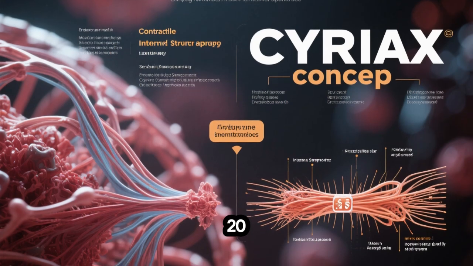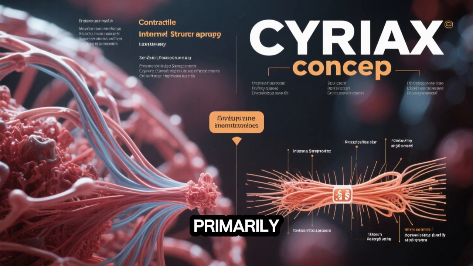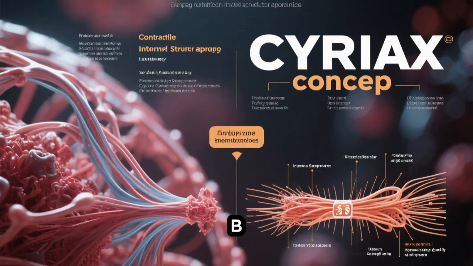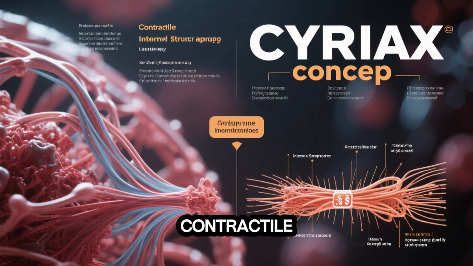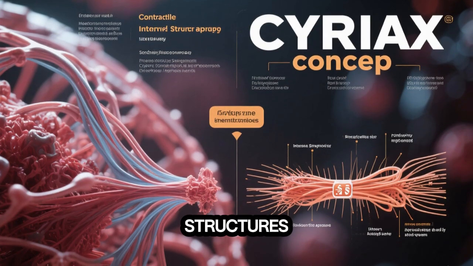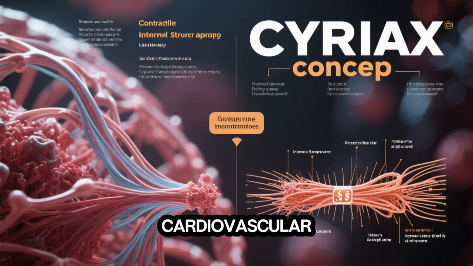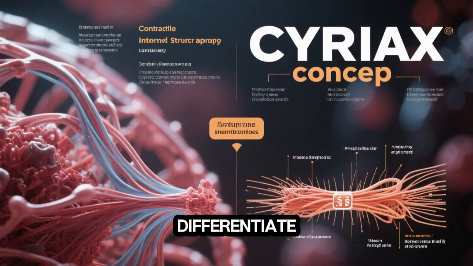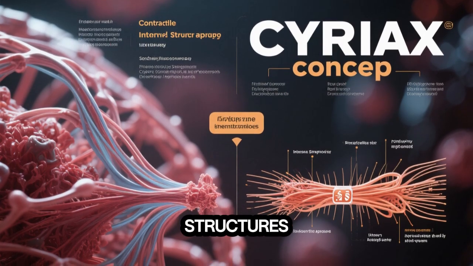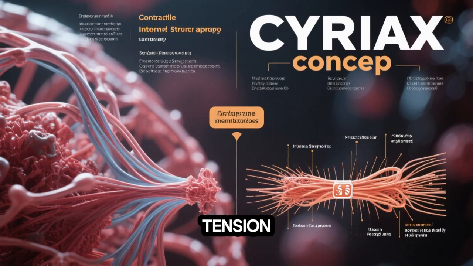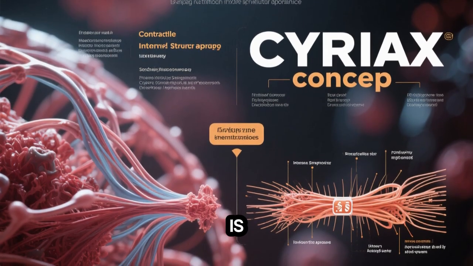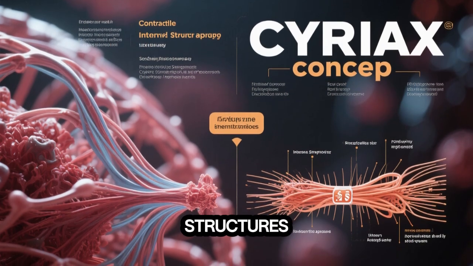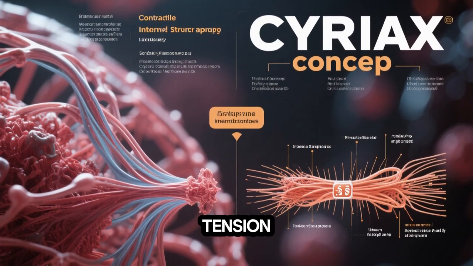Question 20. The Cyriax concept is primarily used to: A. Plan surgical interventions. B. Differentiate contractile versus inert structures. C. Evaluate cardiovascular fitness. D. Measure muscle strength. Answer B. Differentiate contractile versus inert structures through selective tissue tension testing.